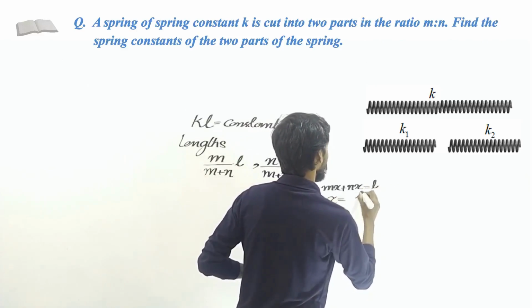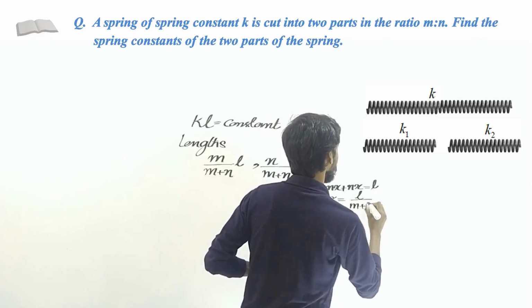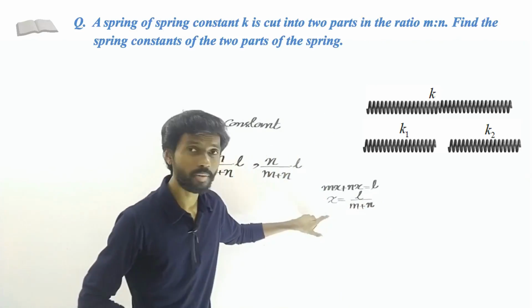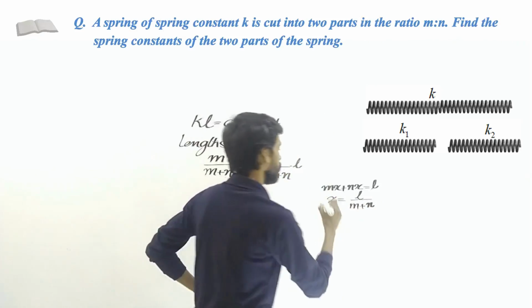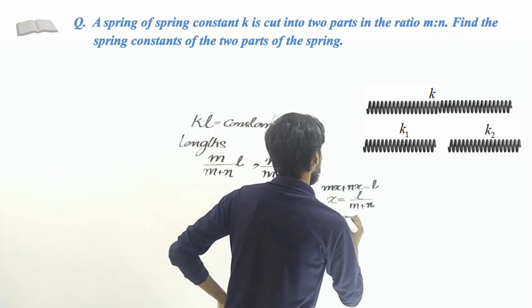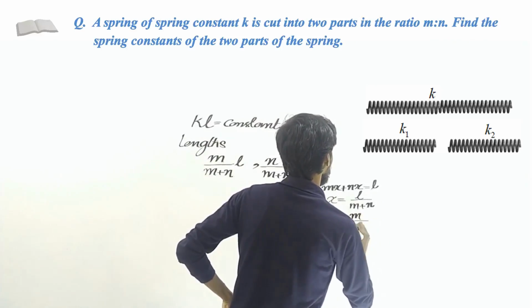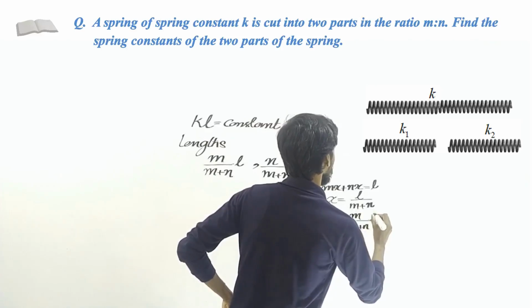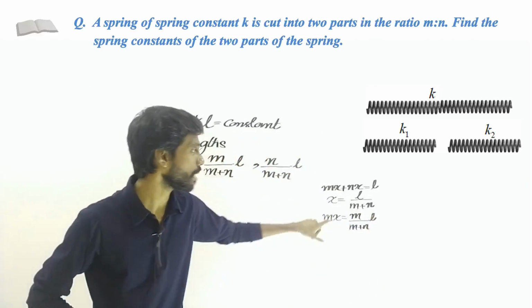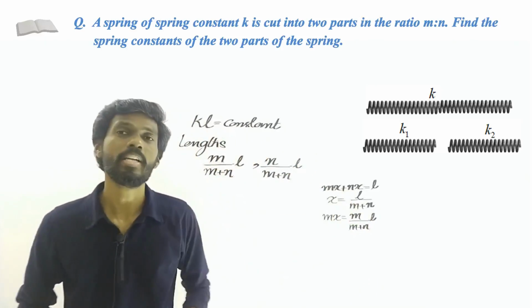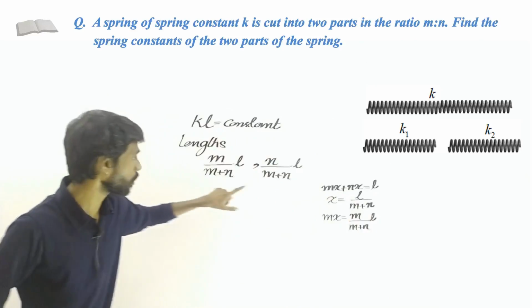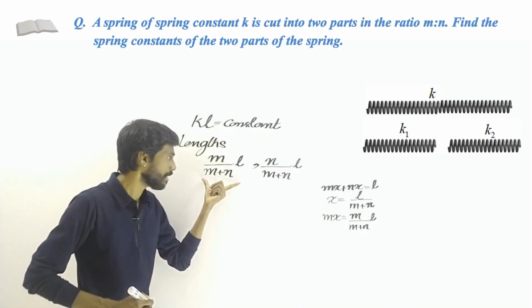So x equals L divided by m plus n. So that is the value of x, so that you can substitute back here. So what is the first part? mx equals m divided by m plus n multiplied by L. So that is the first part. Similarly, the second part is nx, so n multiplied by L by m plus n. That's what we have written here directly. So we have got the lengths of each part.